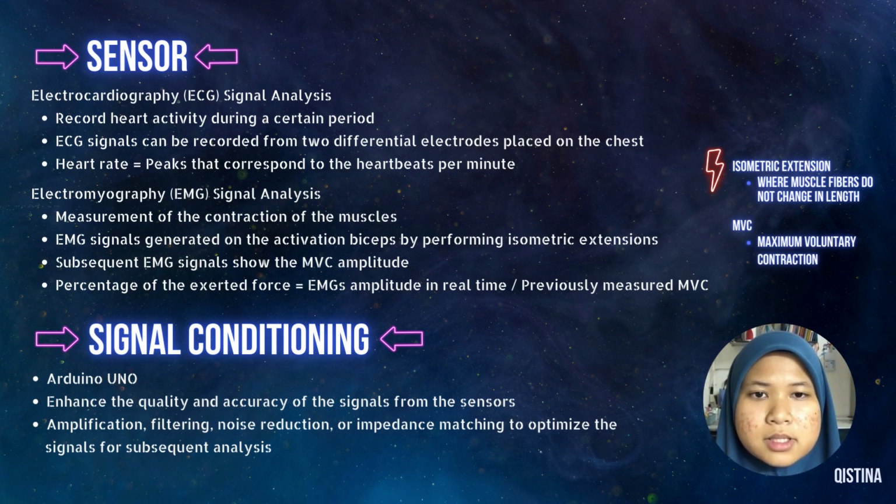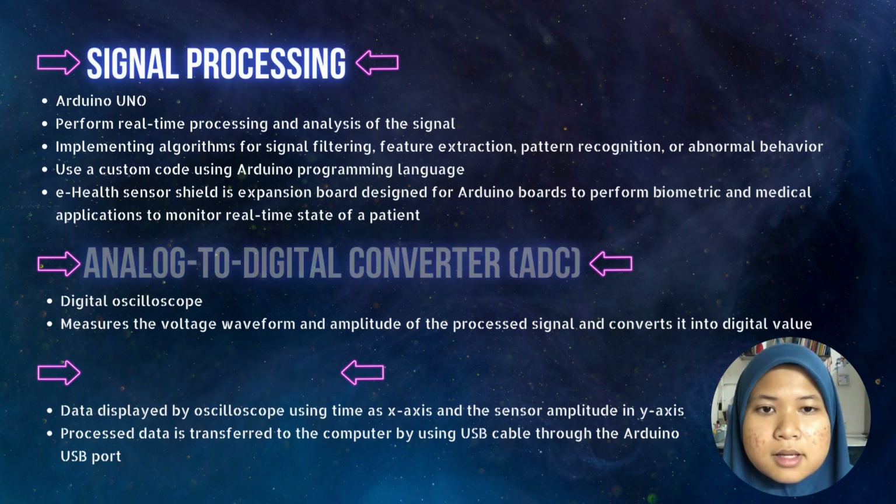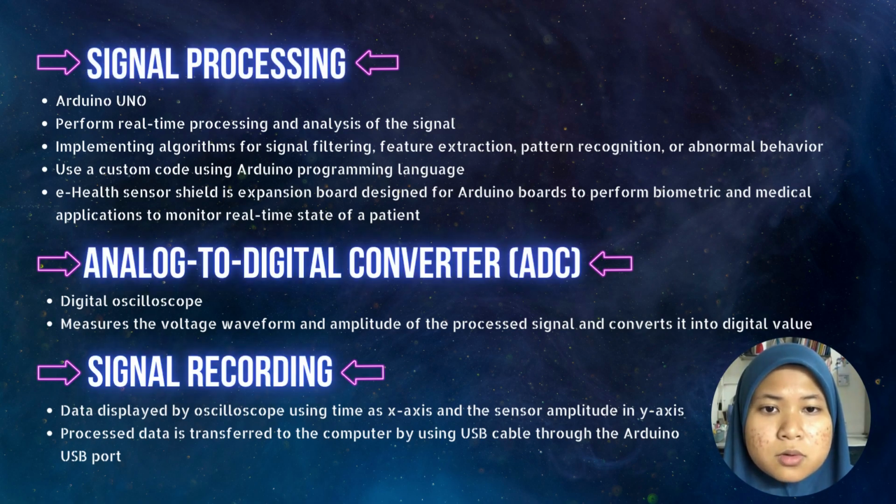The next element is signal conditioning. Arduino Uno is used to enhance the quality and accuracy of the signals from the sensors. This may involve amplification, filtering, noise reduction, or impedance matching to optimize the signals for subsequent analysis. Next is signal processing. Arduino Uno connected with the eHealth sensor shield is used to perform real-time processing and analysis of the signal, implementing algorithms for signal filtering, feature extraction, pattern recognition, or abnormal behavior.